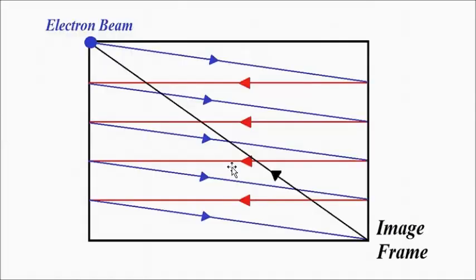As I said, the number of scanning lines is so large that the gap between them is very small. So this slant movement of the electron beam is hardly recognizable. It is hardly visible as a slant. It appears as if it is moving in straight horizontal paths. So this is the progressive scanning.